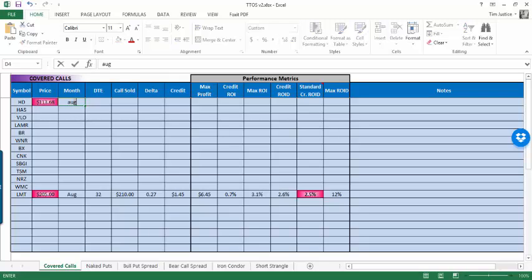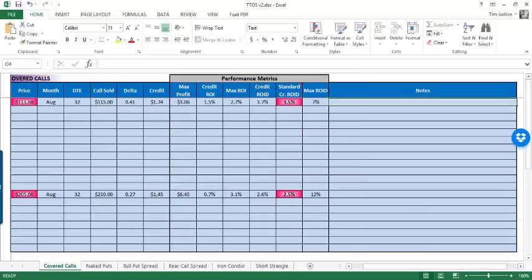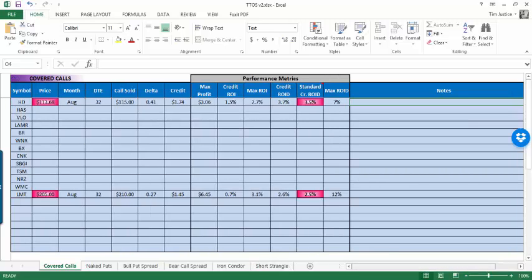113.68, August. Days till expiration is 32. Calls sold is the 115, 41 delta, and we got a credit of 1.74. Now, let's compare these first two. You'll notice that the max profit credit ROI is a little bit better in Home Depot. We're getting a little bit extra credit.